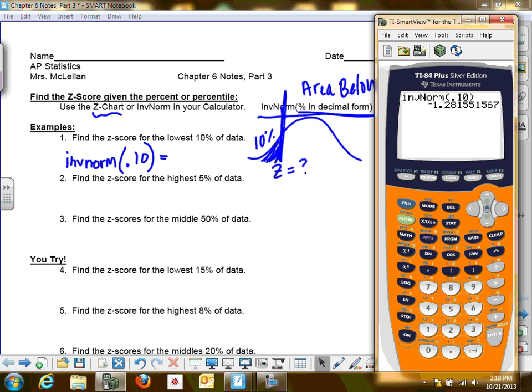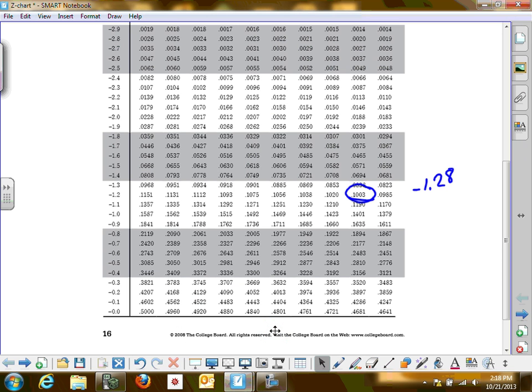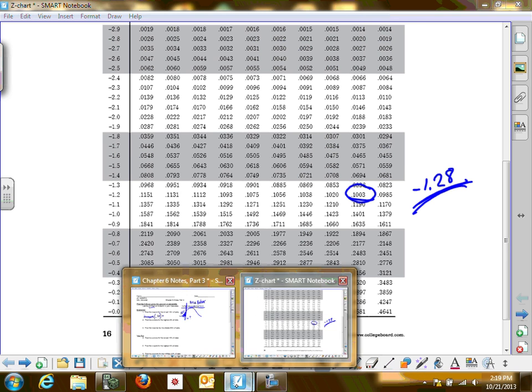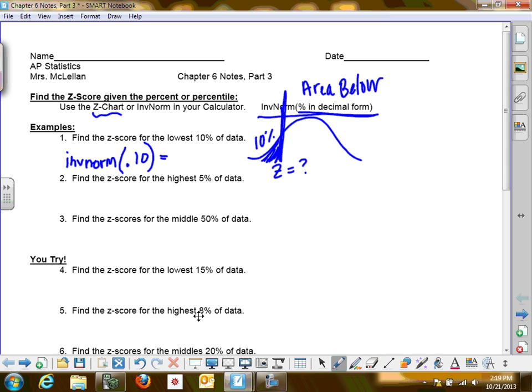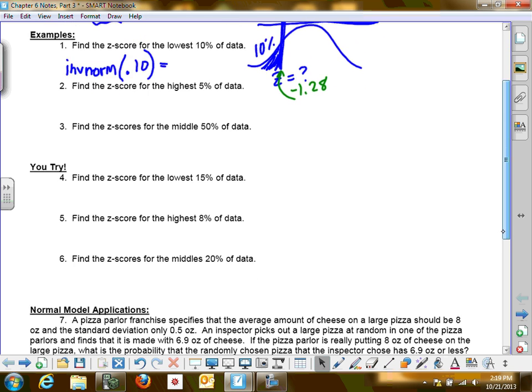You got your negative 1.28, which is the same thing that we determined when we looked at the z-chart. So it's giving you the same thing, whether you choose to do it in your calculator or on your z-chart. Your location right here is negative 1.28. That's how many standard deviations that is below.